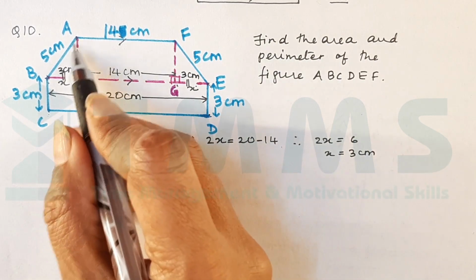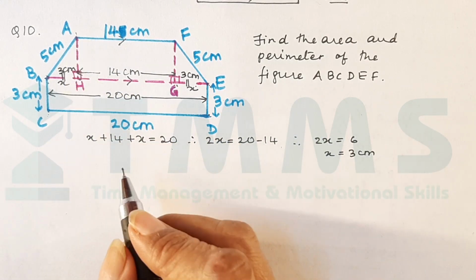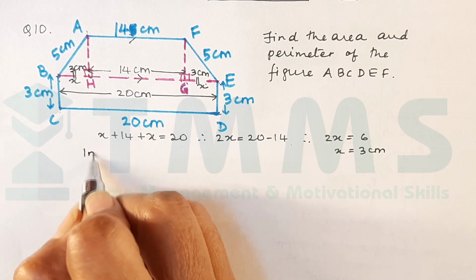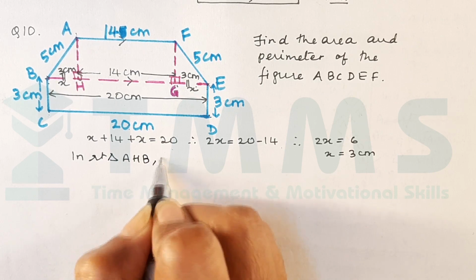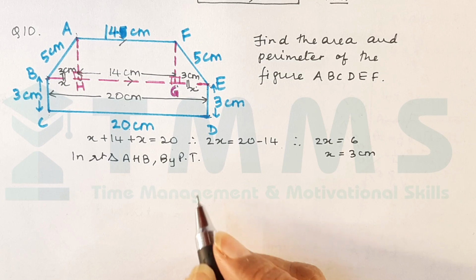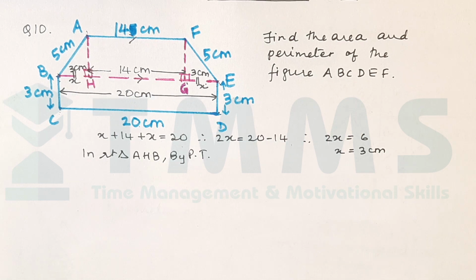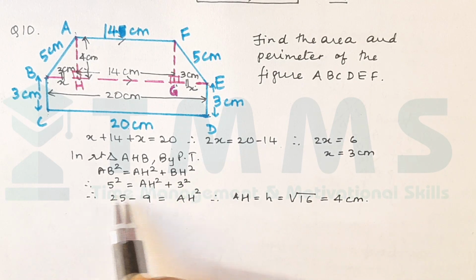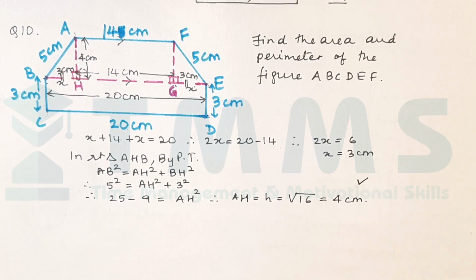And so can we not use the Pythagoras theorem to get AH? This is a right triangle. So what we will say? In right triangle AHB, by Pythagoras theorem. Can you find the height quickly? Can I give you time? Check your steps. Did you get this right? Got that right? Good. Well done.